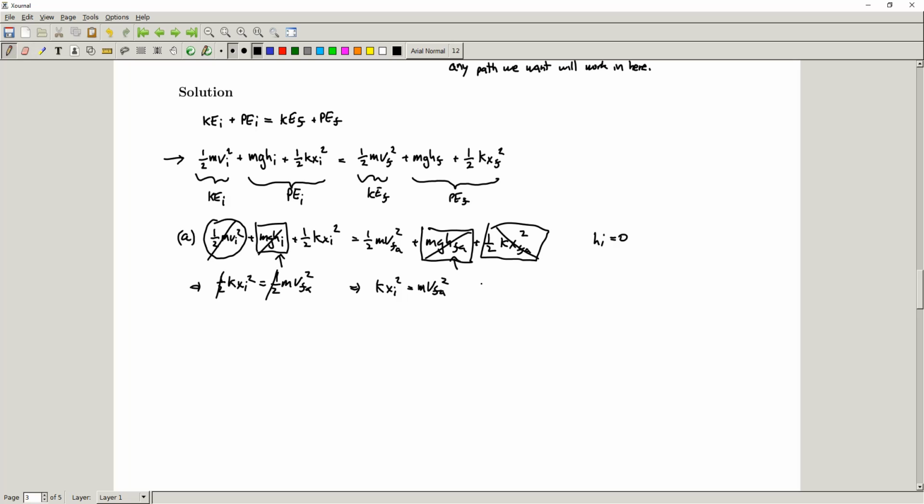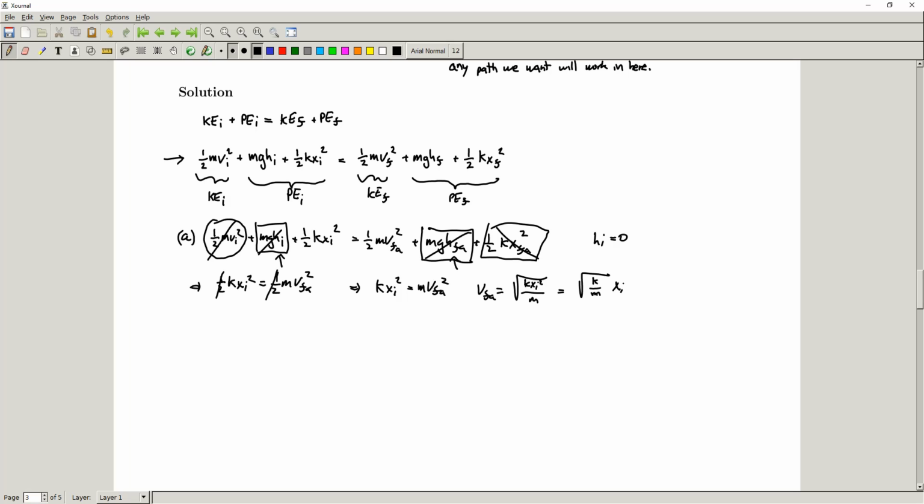It's really just a couple of steps, but basically we end up with VFA is equal to, and I'm going to choose the positive root here. So we're going to end up with the square root of kxi squared over m. I guess we could pull out that xi squared, so we would just end up with the square root of k over m times xi, right?